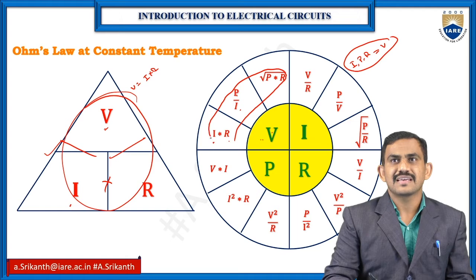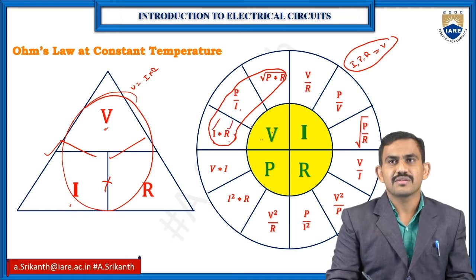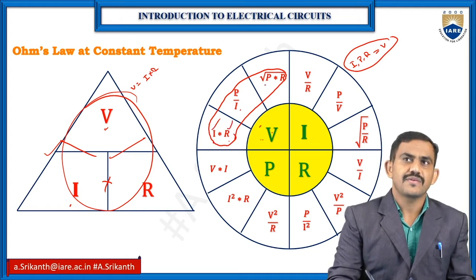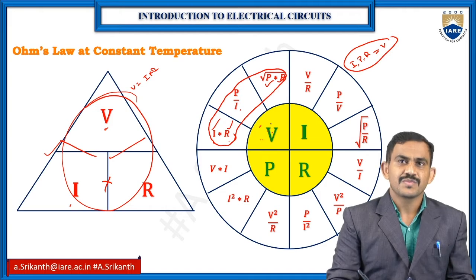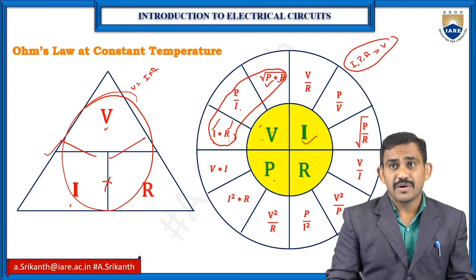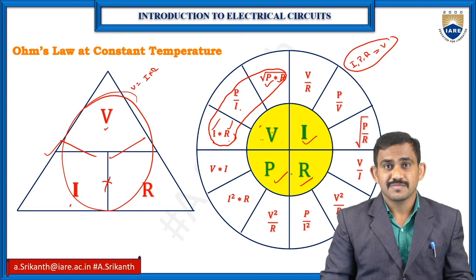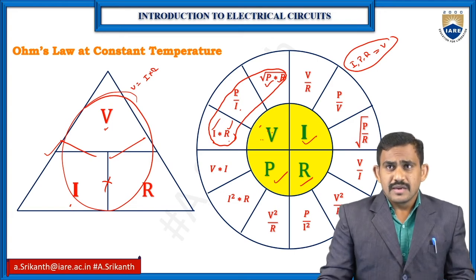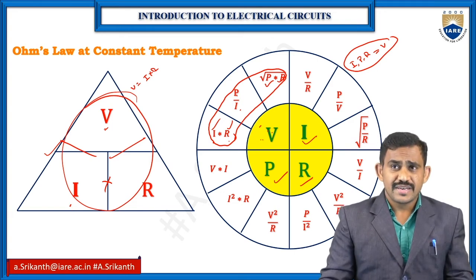In the exam, if he gives the R value and I value, you need to find the V value. If he gives the P value and R value, I need to find the V value. Same thing for I, power, and resistor. We have different values, and for each value, we have different formulas.